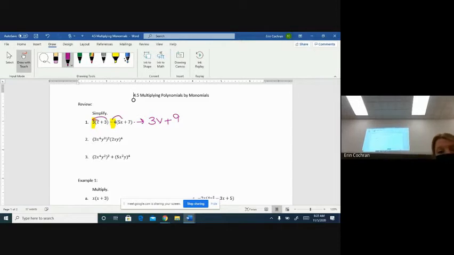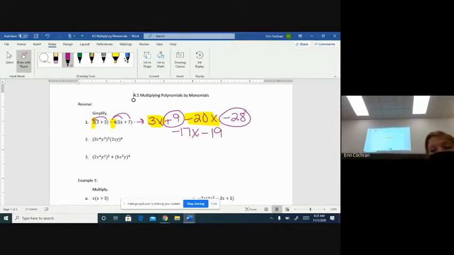-4 times 5x? -20x. And -4 and a +7? -28. Good. All right, now we can combine like terms. 3x and -20x is -17x. And then a +9 and a -28. -19. Good. Now, can I combine -17x and -19?